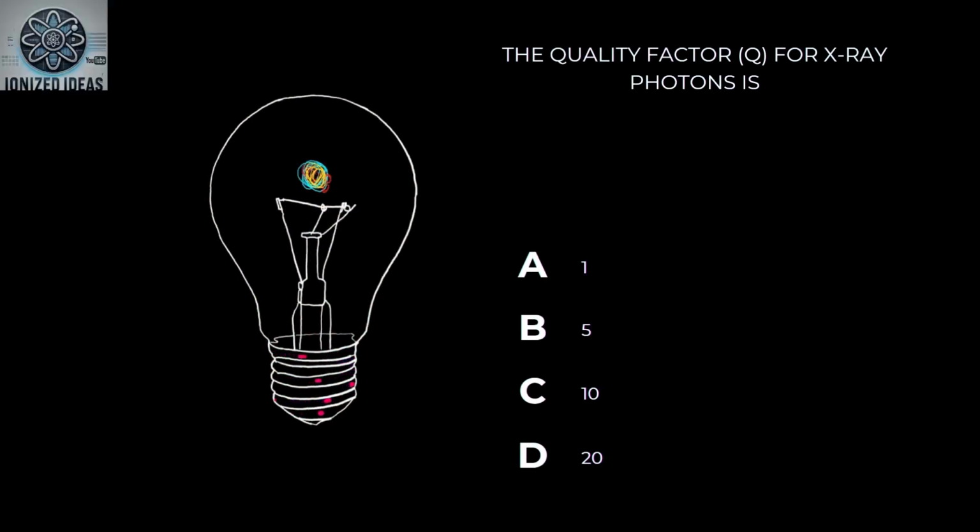The quality factor, Q, for X-ray photons is A. 1, B. 5, C. 10, D. 20.